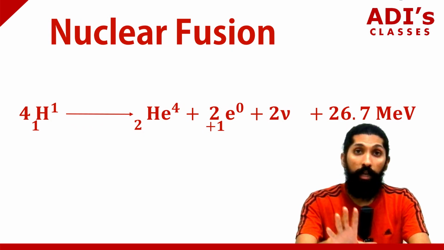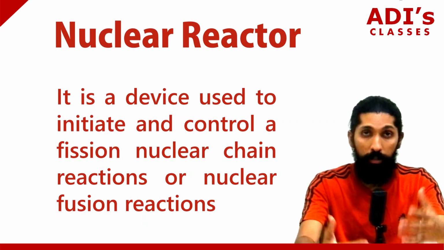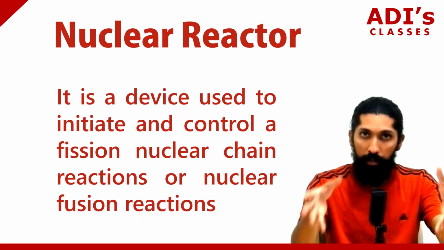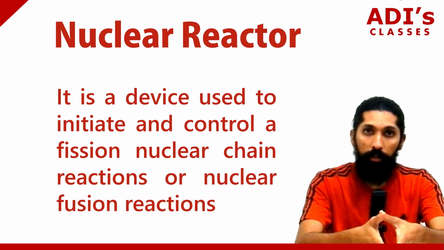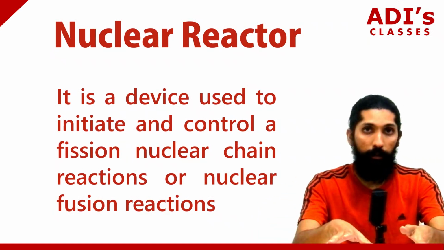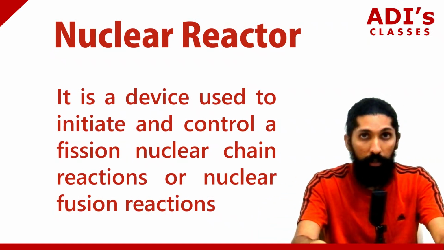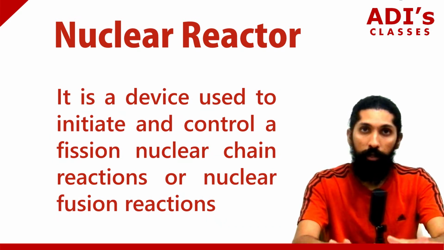Okay. And the last part was the nuclear reactor. A device where we actually use fission to produce energy. Understand the parts of a nuclear reactor. What is a fuel cell? What is a moderator? What is a control rod? The coolant? The heat exchanger? Everything. So this basically is the entire summary of the nucleus and radioactivity chapter in your syllabus.